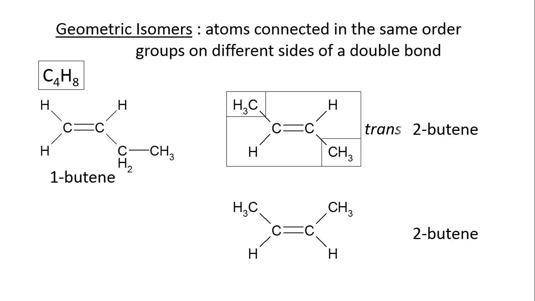We call this isomer the trans isomer. Much as a transatlantic flight goes all the way across the Atlantic Ocean, a trans isomer has similar groups all the way across the double bond.